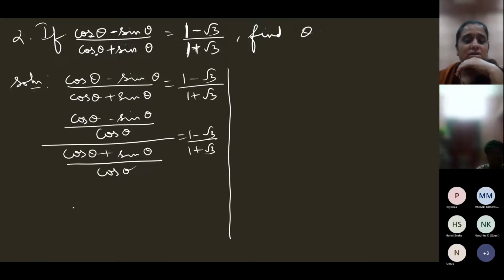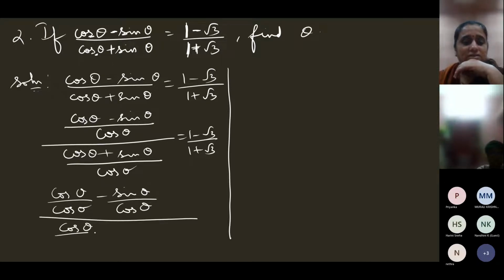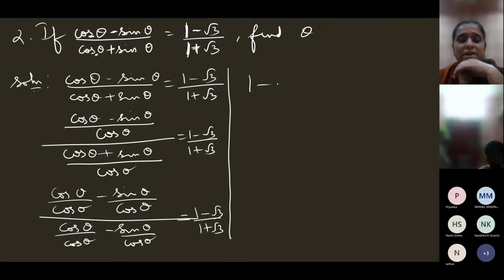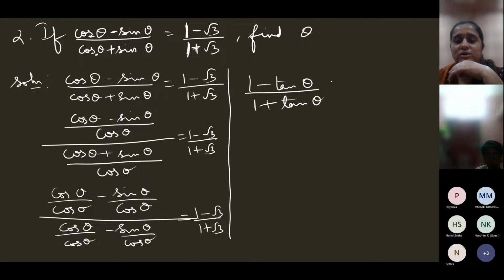Nothing in the RHS. Now, this is nothing but cos theta by cos theta minus sin theta by cos theta divided by cos theta by cos theta minus sin theta by cos theta is equal to 1 minus root 3 by 1 plus root 3. So 1 minus sin theta by cos theta, what is sin theta by cos theta? Tan theta. 1 minus tan theta by 1 plus tan theta is equal to 1 minus root 3 by 1 plus root 3. Now can we compare both the sides?